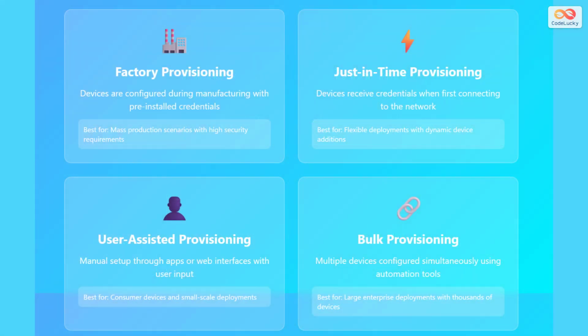There are 4 main provisioning methods, each suited for different scenarios. Factory provisioning involves configuring devices during manufacturing with pre-installed credentials, making it ideal for mass production with high security requirements. Just-in-time provisioning allows devices to receive credentials when first connecting to the network, offering flexibility for dynamic deployments. User-assisted provisioning requires manual setup through apps or web interfaces, perfect for consumer devices and small-scale deployments. Finally, bulk provisioning configures multiple devices simultaneously using automation tools, which is essential for large enterprise deployments with thousands of devices.